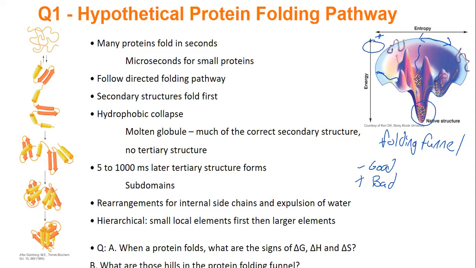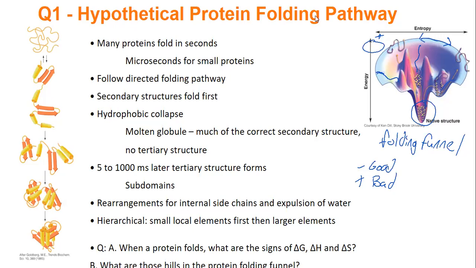Now, when we talk about folding proteins, it can take seconds for proteins to fold. That's actually quite a long time when talking about cells. So it takes a couple of seconds for your proteins to fold. If it's a small protein, you only need microseconds, so they fold much faster. And there's a lot of debate about how proteins actually fold. A lot of people have different theories. Generally, there's some kind of directed folding pathway.